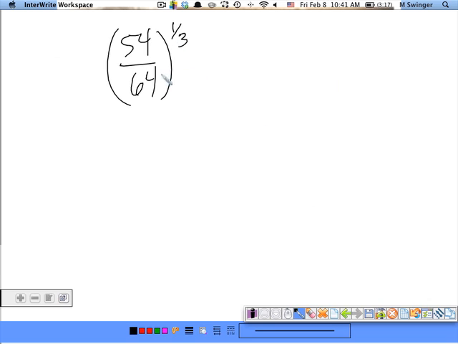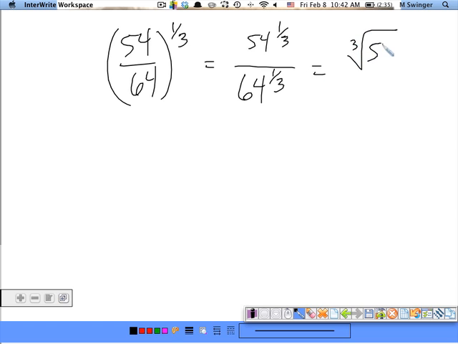Alright. If you want to do this one, there are a couple of ways to do it. If you want to do 54 to the 1/3 over 64 to the 1/3, I like to change it back and forth. Sometimes I like to just look at it like this. Cube root of 54. What's the cube root of 54? Anybody know? I don't know. Okay. What about the cube root of the bottom? Cube root of 64. That's equal to 4.